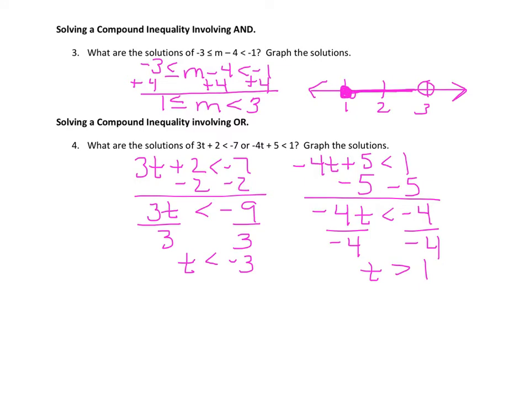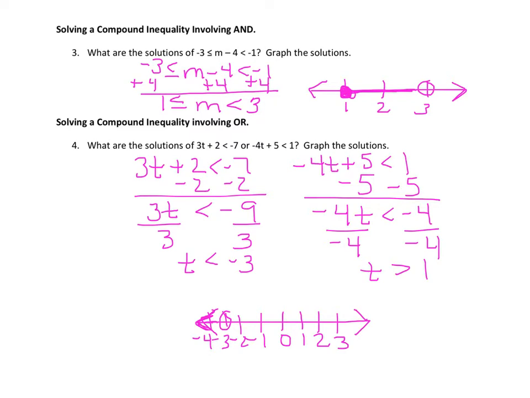Now we'll graph our solutions. Since this is or, they're not going to have anything in common. On the right-hand side, we have 0, 1, 2, and 3. And on the left-hand side, we can have negative 1, negative 2, negative 3, and negative 4. So t is less than negative 3. I put an open circle, and it's going to go to the left.